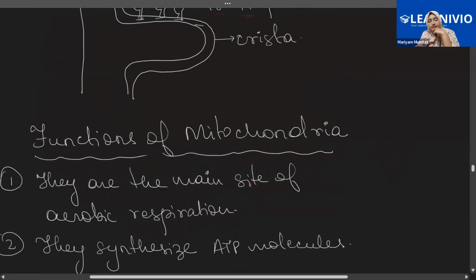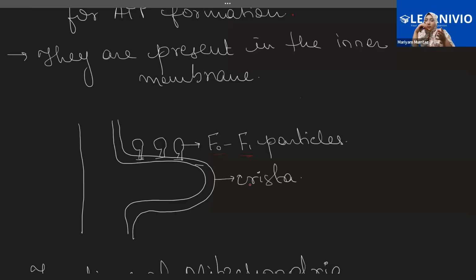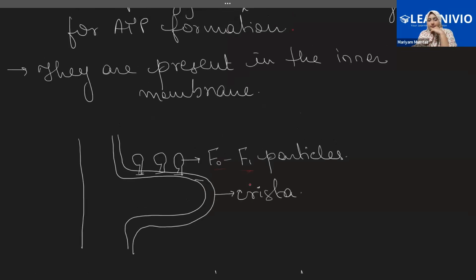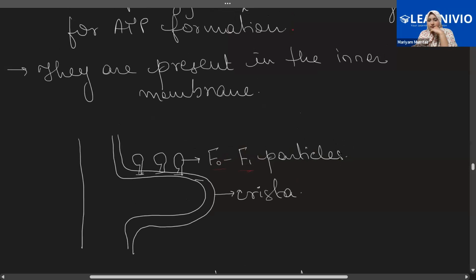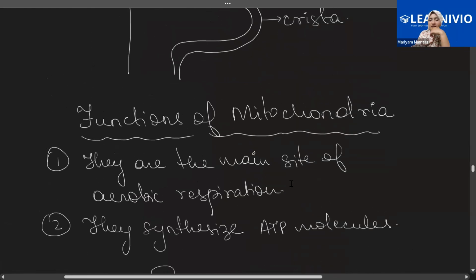Ma'am, what exactly is the F naught and F1? See, it is a part, known as the particle of Fernandez. Whenever the electrons pass through these particles, then ATP generation takes place. So the electrons pass through these particles and generate the energy. Oh, okay.